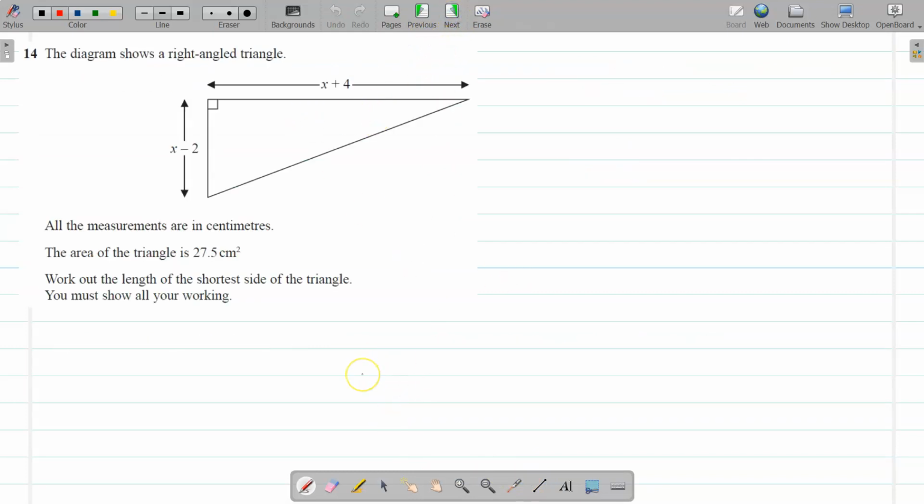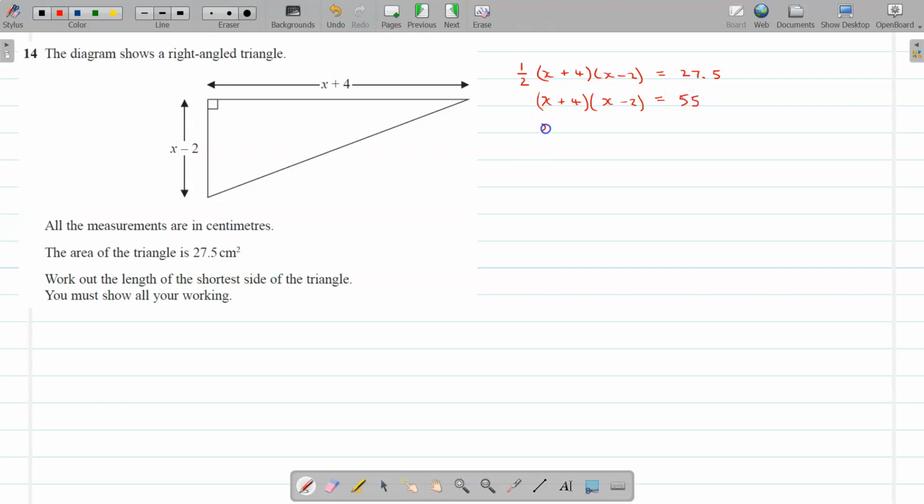Next, now we have a triangle. We're told that the area is 27.5. We've got to find what x is in order to find the length of the shortest side. So we know that a triangle area is a half of base times height. So that's the area of the triangle. Okay, so we know that that equals 27.5. If we double everything, we know that x plus 4 times x minus 2 must therefore equal 55.